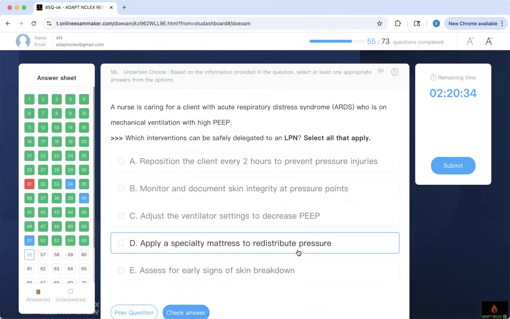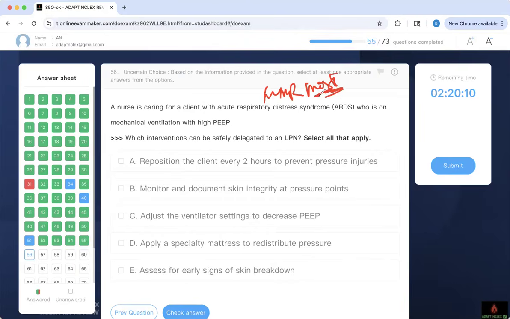We have a patient with ARDS who is on a mechanical ventilator with high PEEP. What intervention can you safely delegate to the UAP? Can you safely delegate to the LPN? It's a select all that apply. You don't over-select. Make sure it's there with what? MMR most. Monitor most, medication, reinforce, right? I deal with stoma, right? Those are the things. So what do we have?